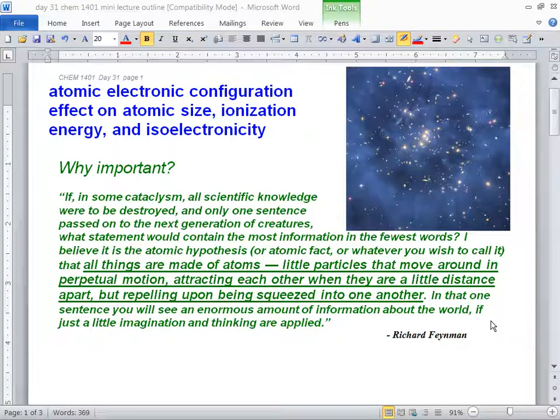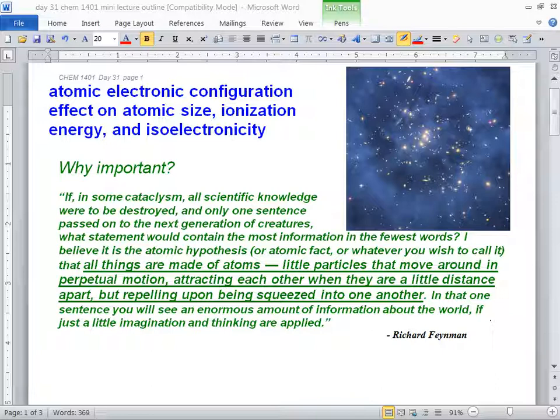So we're digging a little bit deeper into this whole idea of atomic and electronic configurations, and just what the electrons are doing in regards to their energy and interactions. I thought this was kind of neat. It's about as famous as a physicist can get, Richard Feynman. He puts things in a way that people can relate to, this really abstract stuff.